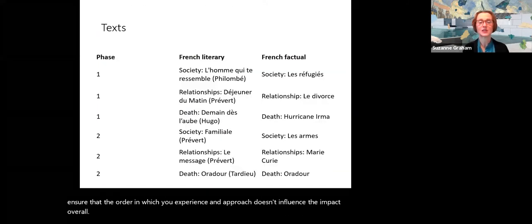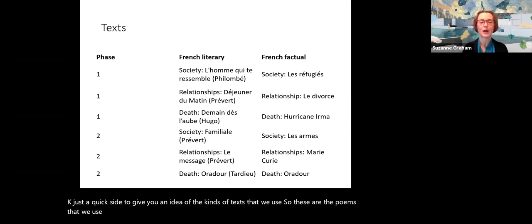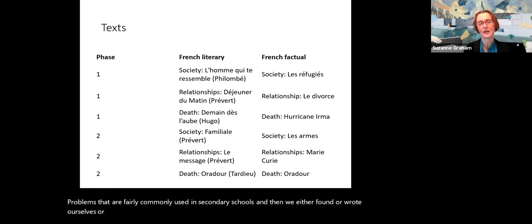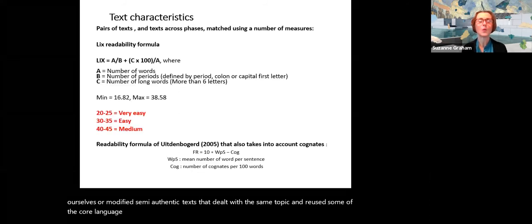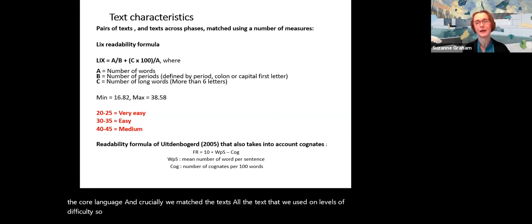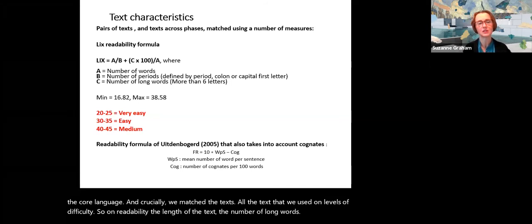Okay, just a quick slide to give you an idea of the kinds of text that we used. So these are the poems that we used with the French group. Poems that are fairly commonly used in secondary schools. And then we either found, wrote ourselves, or modified semi-authentic texts that dealt with the same topic and reused some of the core language. And crucially, we matched all the texts that we used on levels of difficulty. So on readability, the length of the texts, the number of long words, and crucially, the difficulty level.